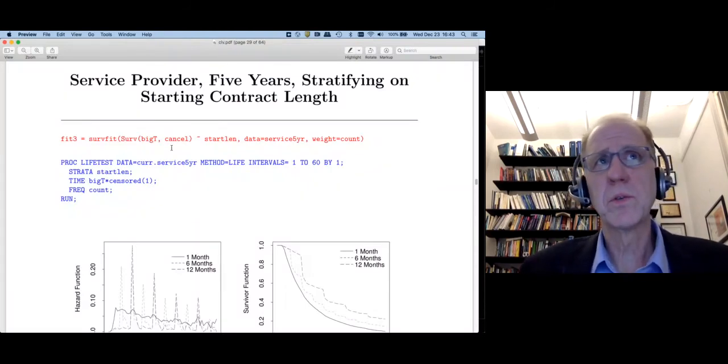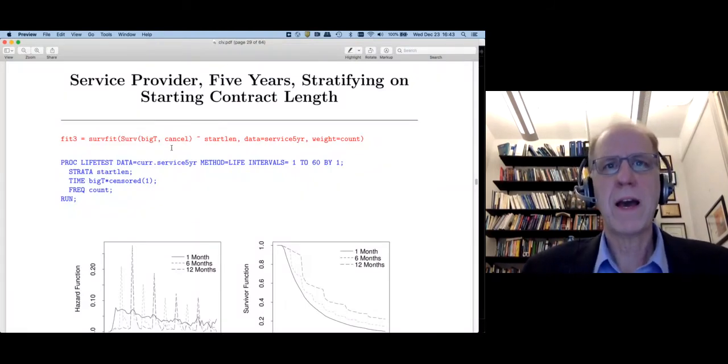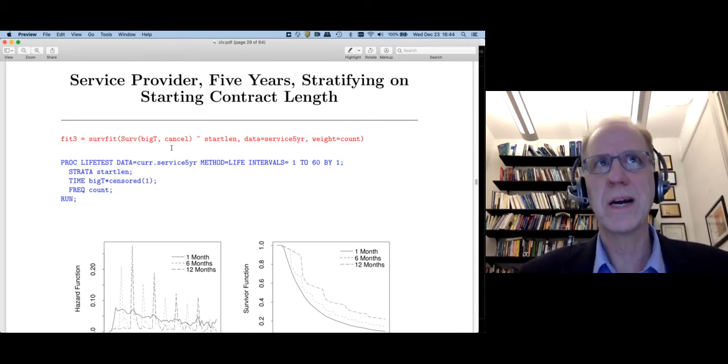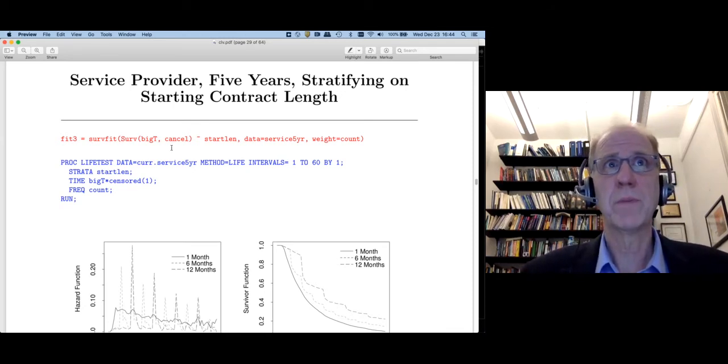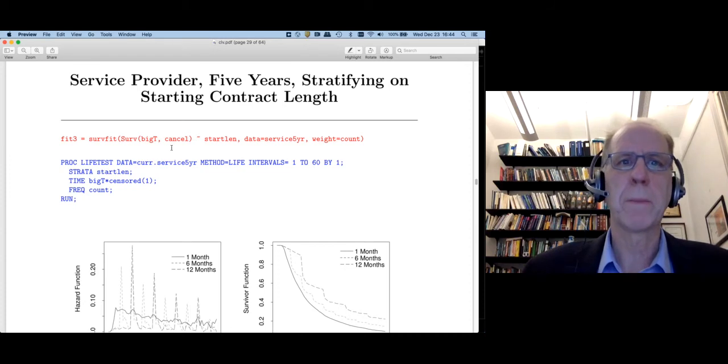Another thing that we can do is account for the fact that different customers sign up for different initial contract lengths. Think of it as a static covariate. I know this at the beginning of the life of the customer. You either sign up for 1 month, 6 month, or 12-month periods. Now maybe you change that along the way, but I'm not going to account for that. That would be a time-dependent covariate. We'll deal with that next week.